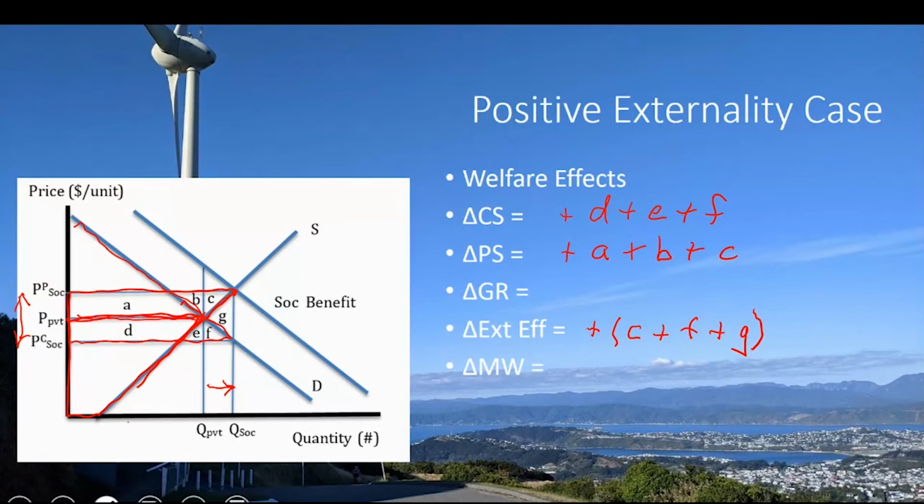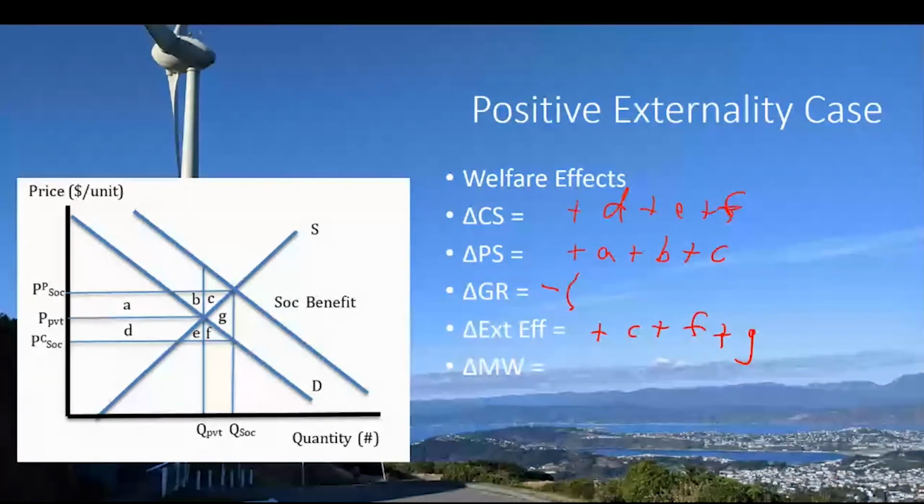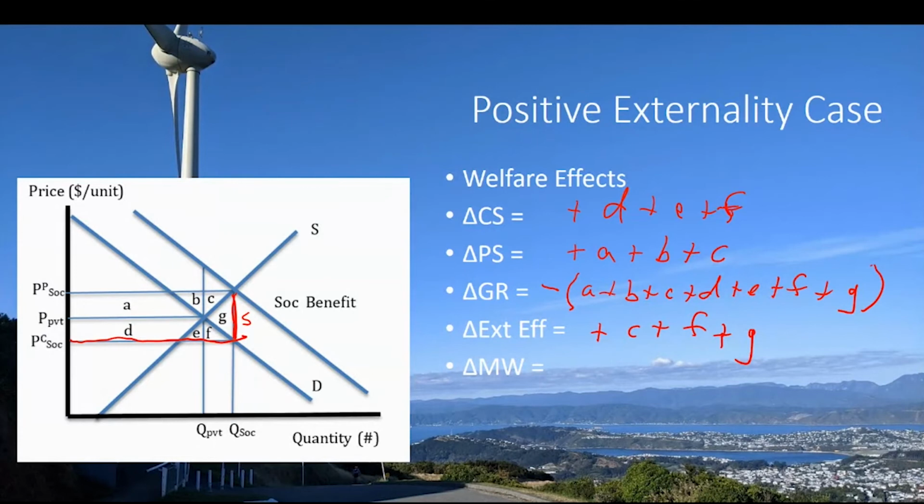Now, the change in government revenue. The taxpayers have to pay for this particular subsidy, and the total amount of the subsidy payments are going to be given by the distance here, which is the subsidy per unit, times the number of units that are actually being produced, which is this distance right there. So we're going to have to subtract off A plus B plus C plus D plus E plus F plus G. And that's the subsidy payments that have to be collected from taxpayers in order to make this program work.